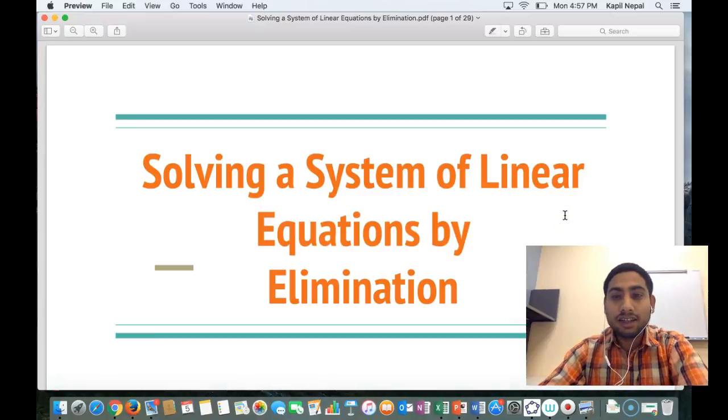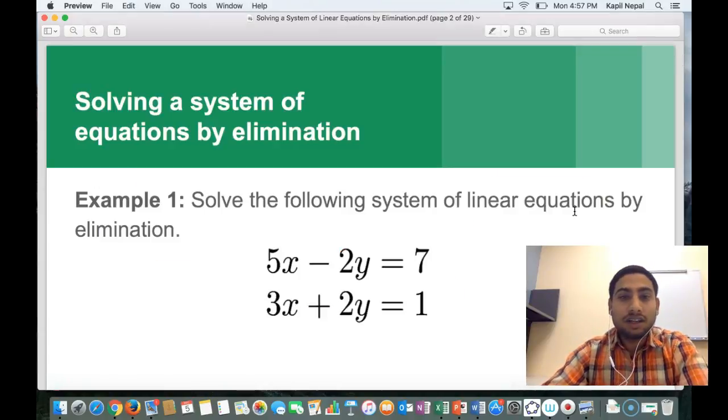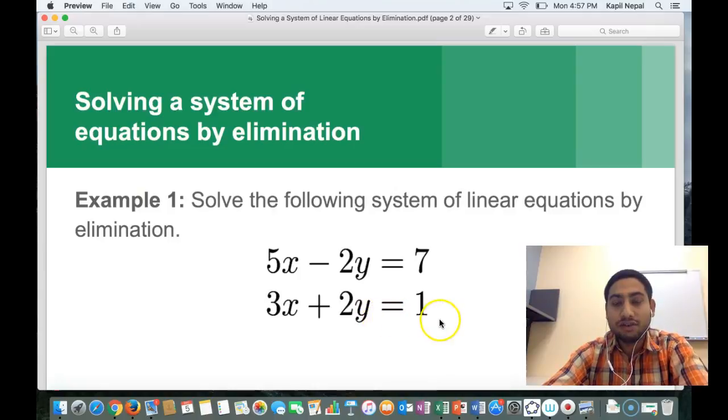Hi, in this lesson we're going to talk about how to solve a system of linear equations by elimination. We're going to look at two examples as to how to do this. The first example is going to be this system of equations here. The first equation is 5x minus 2y equals 7. And we've got the second equation, 3x plus 2y equals 1.